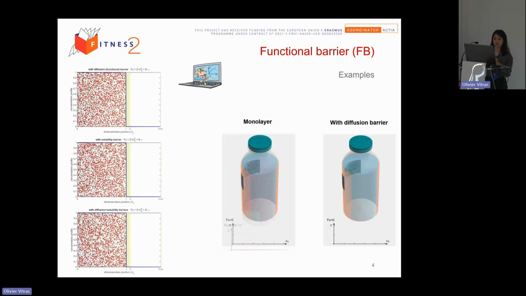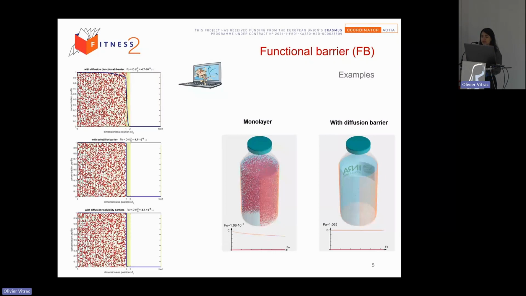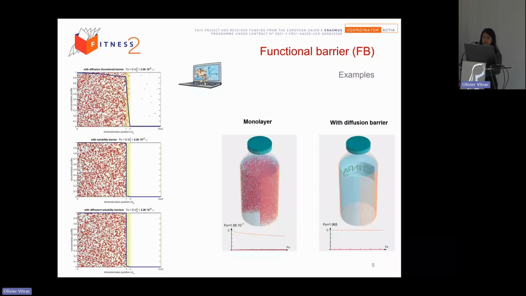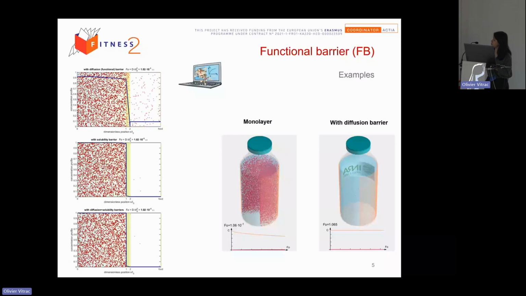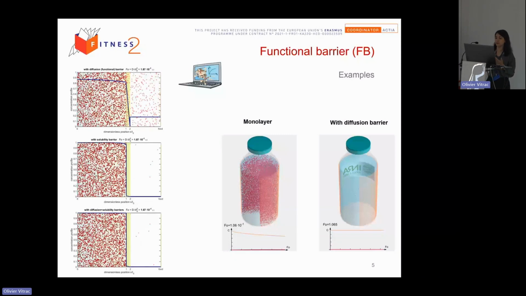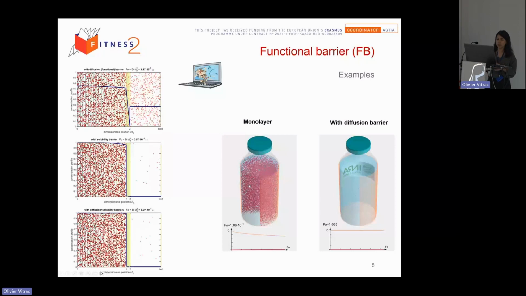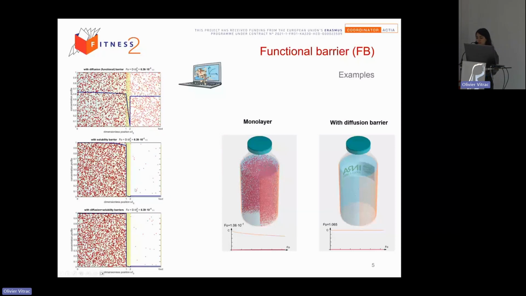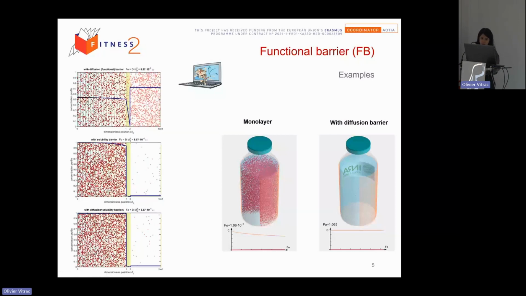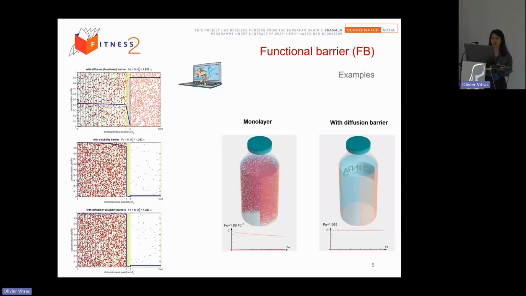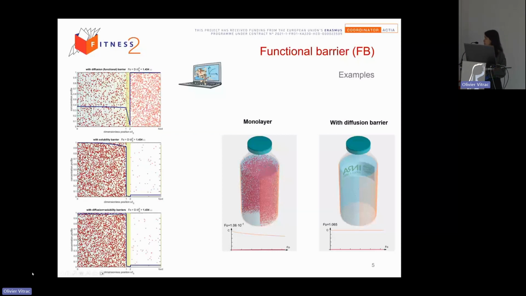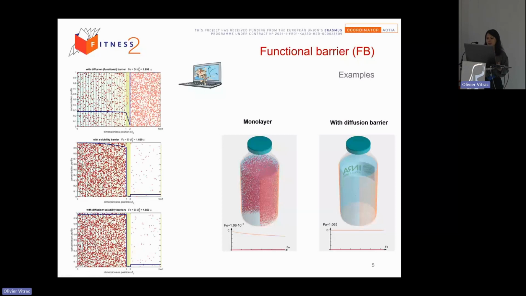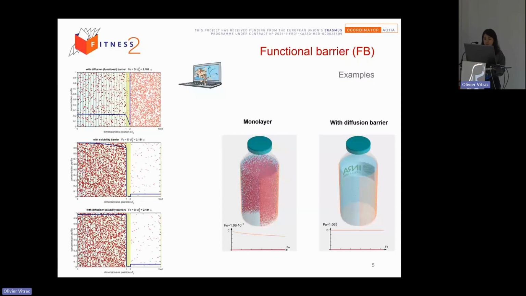As you can expect, we have many types of barriers. The first one is the diffusion barrier, where we play on the diffusion properties. The second one is the solubility barrier, where we deal with the chemical affinity of substances between materials and food. We can also, of course, combine diffusion and solubility effects, so we have different results and different kinds of barriers.